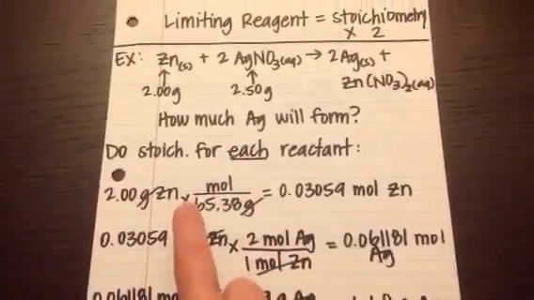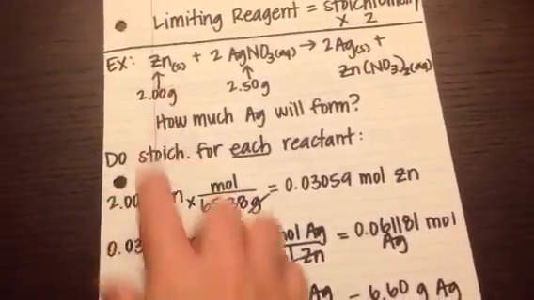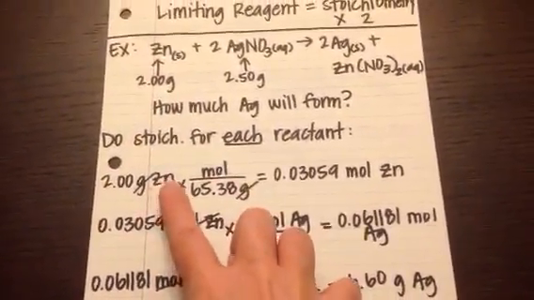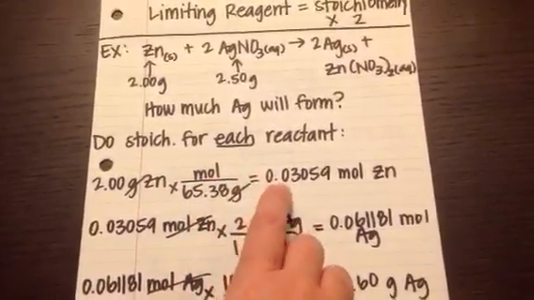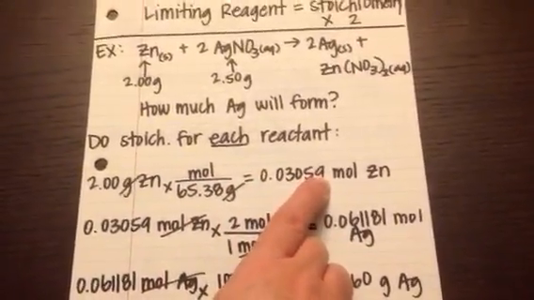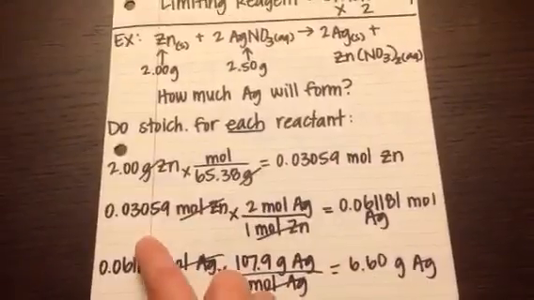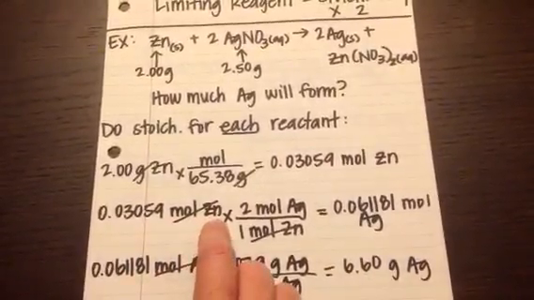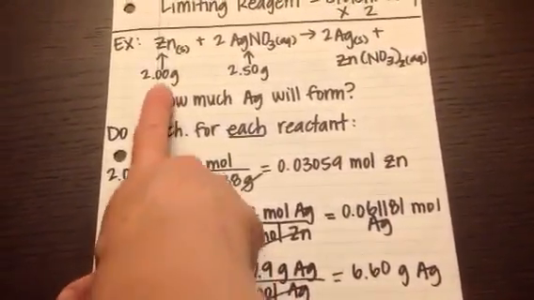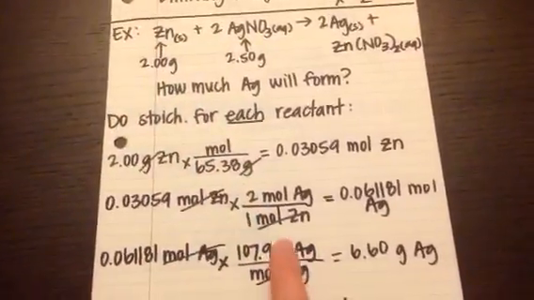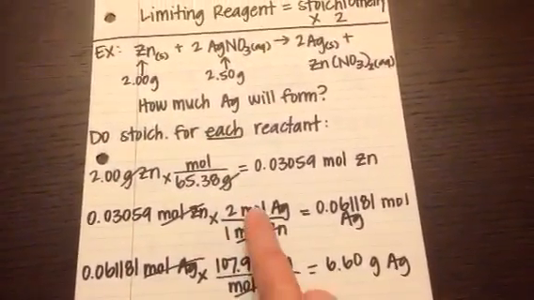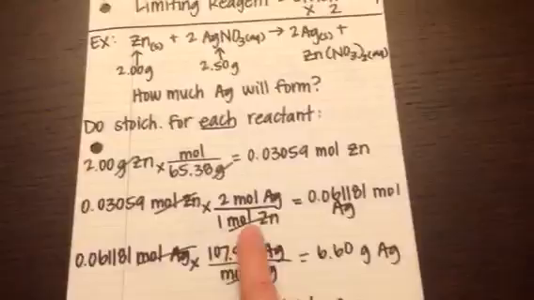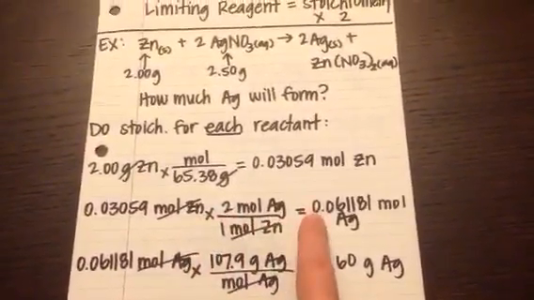So here are the stoichiometry calculations for zinc. Step 1 is convert grams to moles of zinc. Carry out extra digits, we'll round at the end. Step 2 of stoichiometry is to multiply by the mole ratio. For every 1 mole of zinc that I use, I produce 2 moles of silver. So I'm taking my previous answer and multiplying by 2.